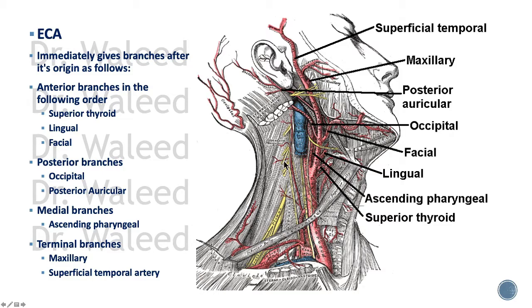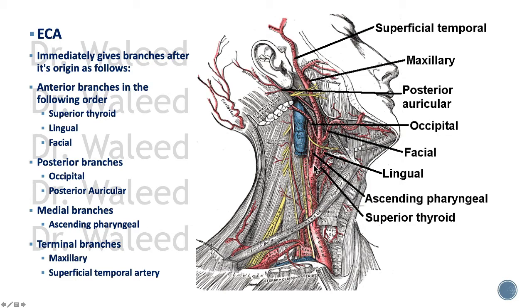The sets of branches, you will find different classifications in books, but the facts are that there are anterior branches like the superior thyroid, lingual, and facial arteries. There are medial branches like the ascending pharyngeal artery, and there are posterior branches like the occipital artery and the posterior auricular artery, and terminal branches like the maxillary artery and the superficial temporal arteries. This is how the external carotid artery gives its branches, and it's in sequence.